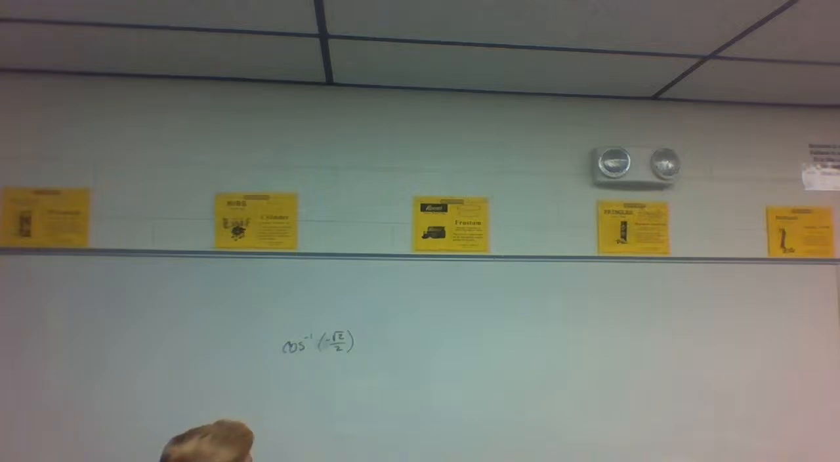Here we go, folks. Since inverse cosine is only defined in the first and second quadrant, we look in the second. We want to draw an angle such that the cosine of that angle is negative root 2 over 2, which means the reference angle is 45 degrees.